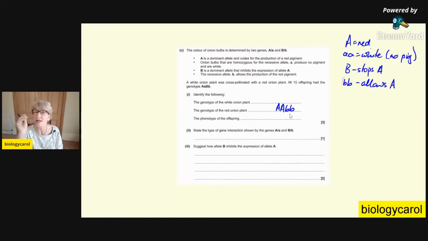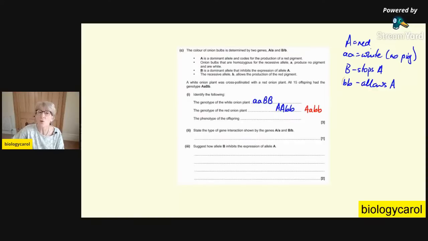Now, why is it homozygous for each of those 2 genes? Well, because we're told that all of the offspring are heterozygous for both genes. In other words, they're a bit of a mix. So in order for that to happen, it had to be that the red onion was big A, big A, big B, big B, and therefore the white onion would be the opposite. Little a, big B.